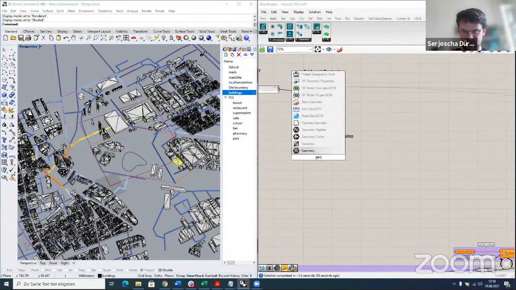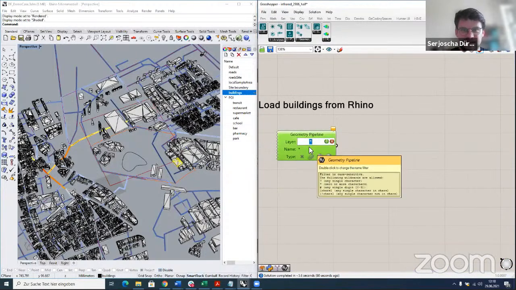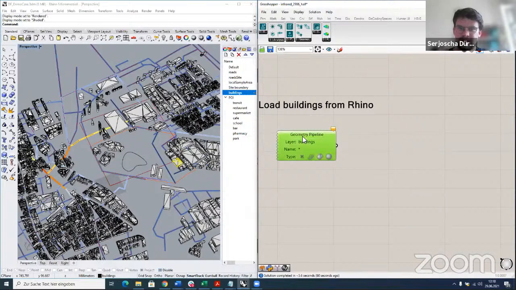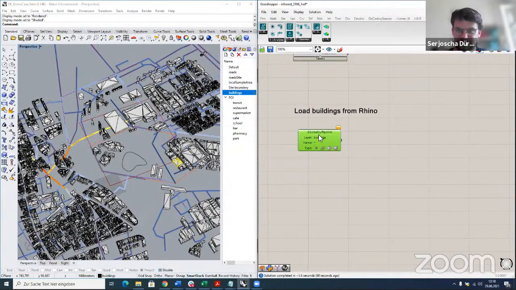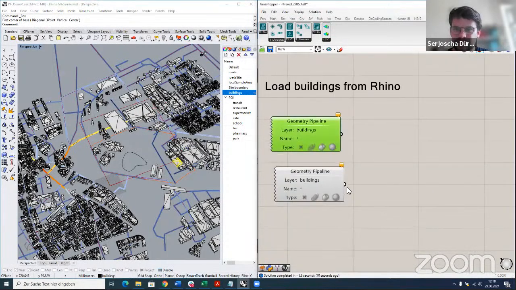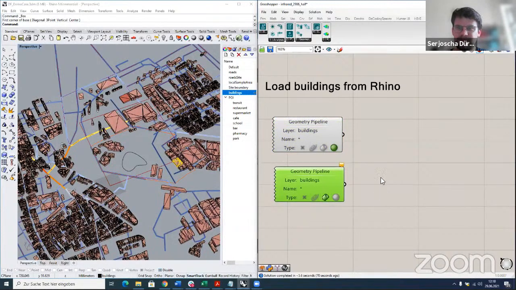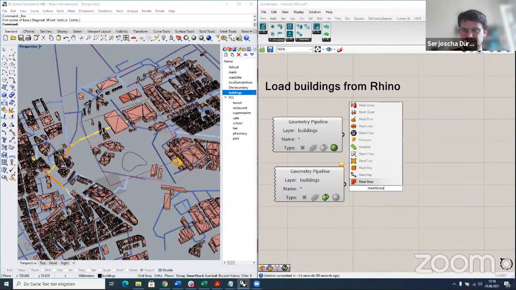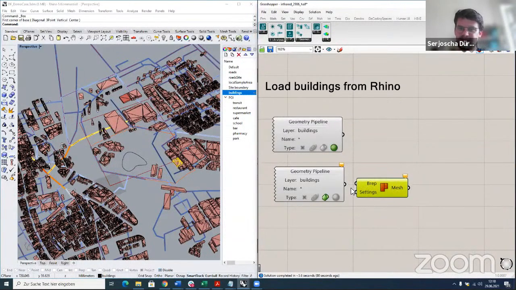So I open a geometry pipeline. I specify the name, buildings. And now what I do is actually copying it for a simple reason, because when I draw something in Rhino, this is, I think by default, a BREP, but you want to have meshes. So on the one hand, this component loads meshes, the other one BREPs, and that allows me to safely post-process the geometry in the right way.